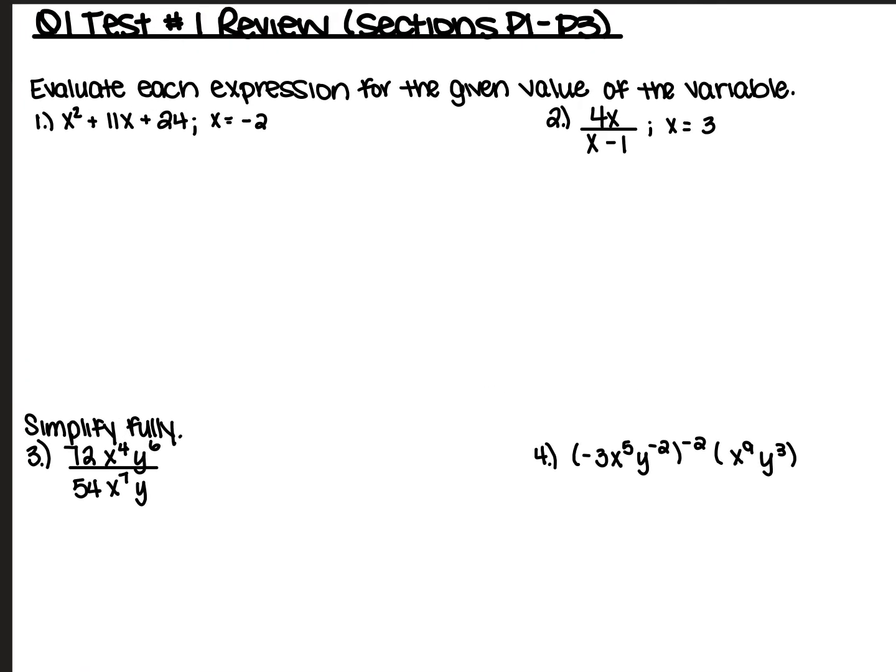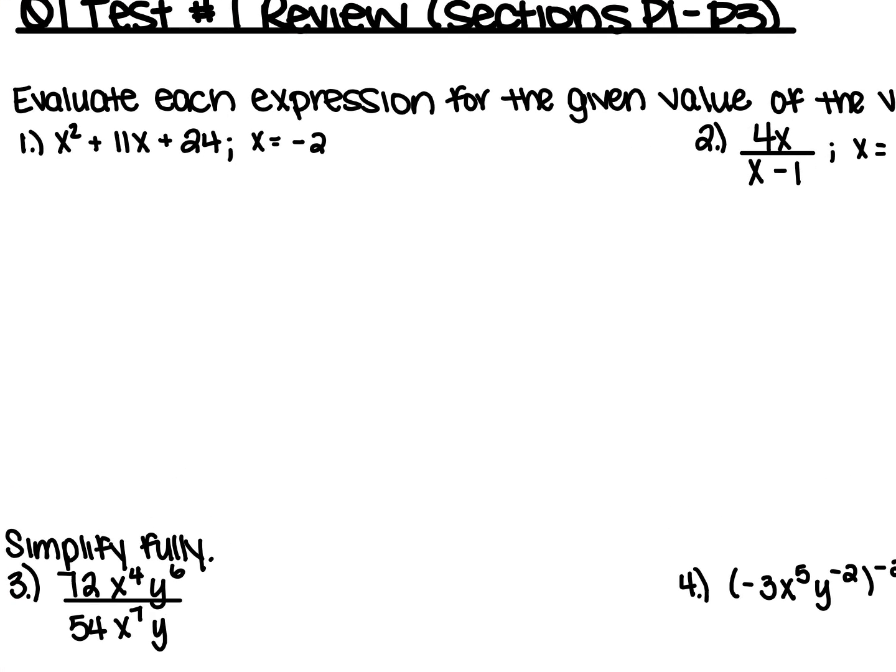we're just evaluating the expression for the variable that's given. So for number 1, we have x squared plus 11x plus 24, where x is equal to -2. So if we plug in -2 anywhere we see the x, this is going to give us -2 squared plus 11 times -2 plus 24. That -2 squared gives us +4. The 11 times -2 is -22. And then we have that plus 24.